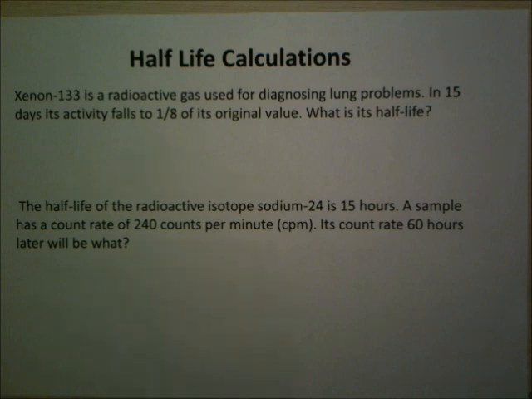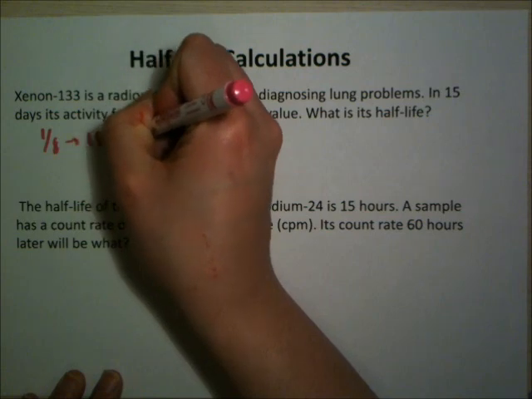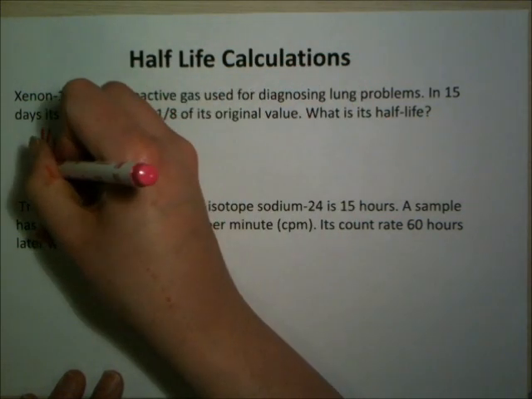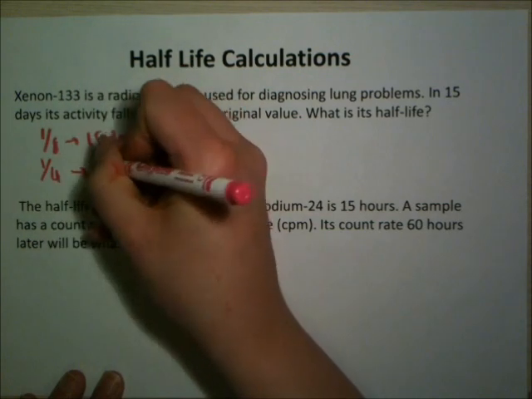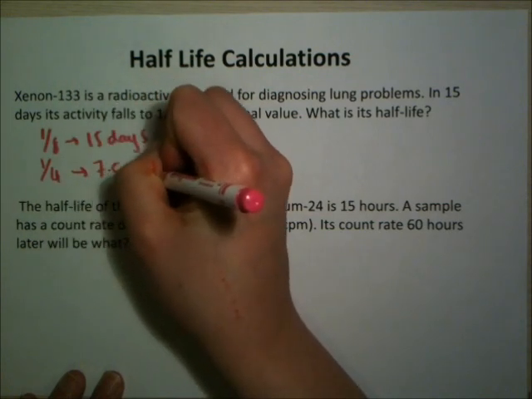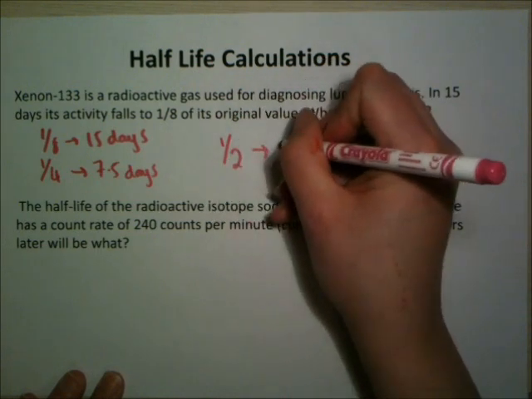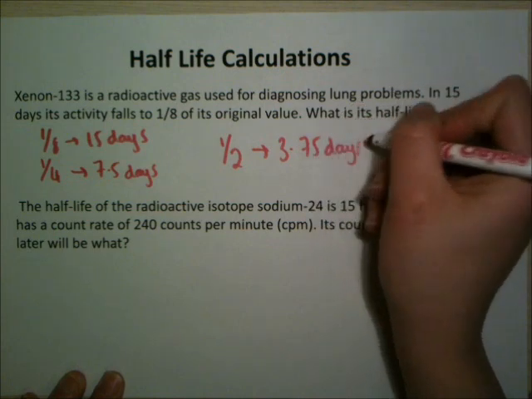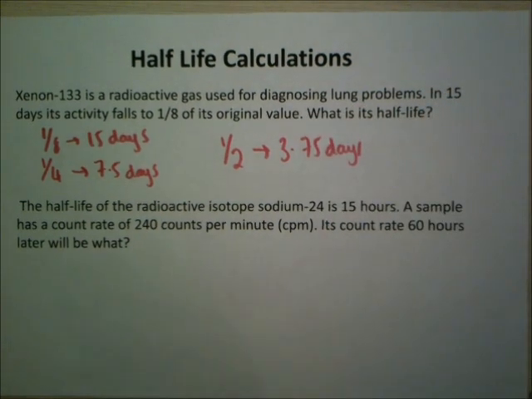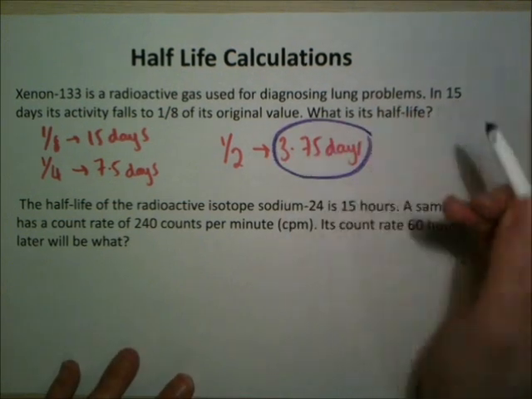What's its half-life? So if it fell to 1/8 in 15 days, I know that in half of that time it must have been double that. So it got to a quarter in 7.5 days. And then if I double them all again, so it got to a half its original value in 3.75 days. So that means half the original value is what the half-life is. So the half-life of this must be 3.75 days.